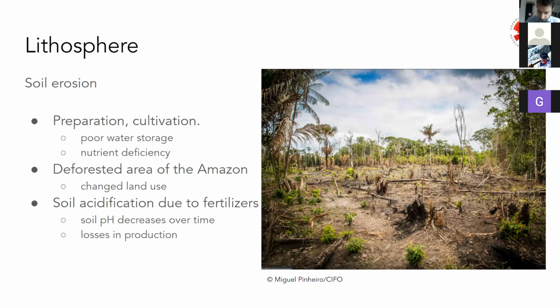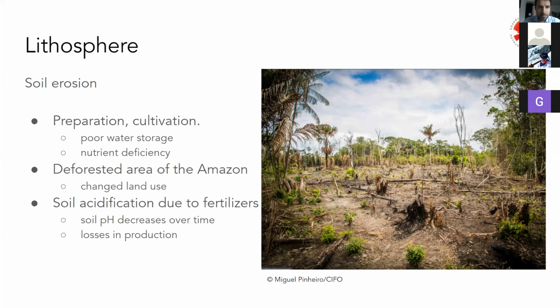So with the lithosphere, soil erosion reduces oil palm production, not only by decreasing soil fertility and organic matter, but also by reducing soil water infiltration, soil water content, and soil water holding capacity. And therefore that causes less available soil water content overall. And with soil erosion, of course, comes poor water storage, and therefore nutrient deficiencies in the lithosphere.